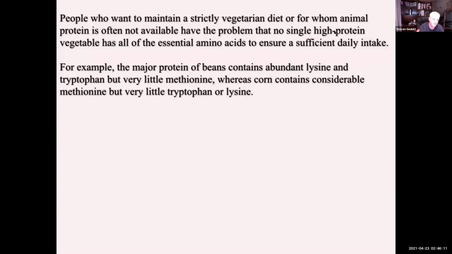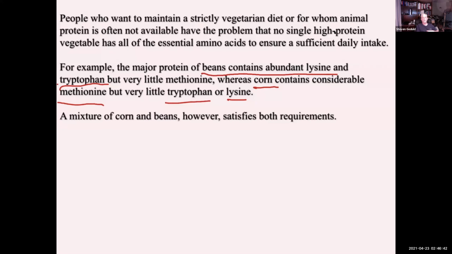The major protein of beans contains abundant lysine and tryptophan, but very little methionine, whereas corn contains considerable methionine, but very little tryptophan and lysine. So you've got to do your homework if you want to be a vegetarian, to do it right, to make sure you're healthy, because you've got to have those essential amino acids. You've got to make sure to pick in the right amounts each of those types of foods daily to make sure you're getting your essential amino acids.